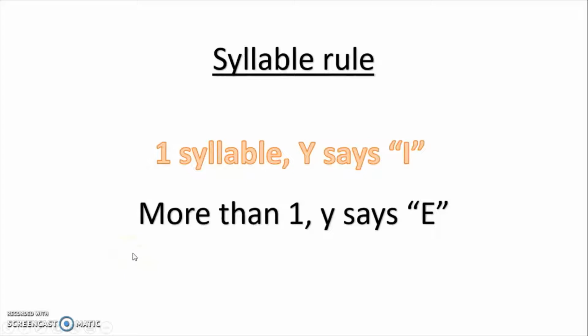So then what's the syllable rule? If the word has one syllable and it ends in Y, the Y will say I. If it has more than one syllable or beat, so as you're reading it, your chin keeps hitting your hand or hits it more than once, that Y usually says E. So again, one syllable, Y says I. More than one, Y says E. The way I like to remember is if it's a shorter word, if I go by that syllable rule, one person, I, one syllable.